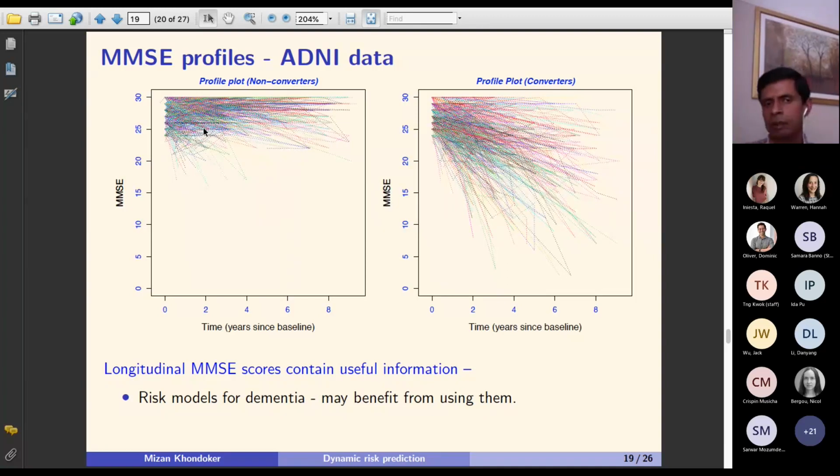You can see the two very different profiles. This one is almost parallel. The MMSE score is stable overall. And here you can see the decline rate. So obviously the longitudinal MMSE score contains useful information about the conversion to Alzheimer's disease. So a risk model for dementia may benefit from using it.